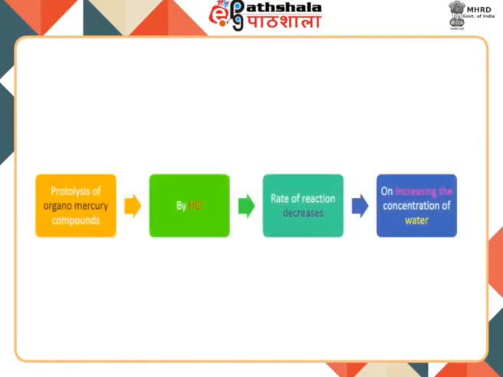Another example of solvent assistance is the protolysis of organomercury compounds by hydrogen chloride, where the rate of reaction was found to decrease on raising the concentration of water in the solvent. This showed that the reactant was not the solvated proton but the ion pair or molecular form of HCl.